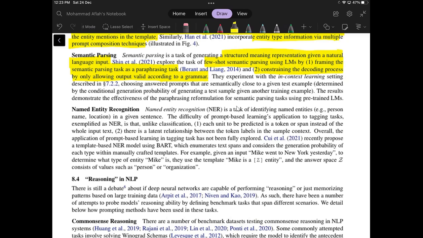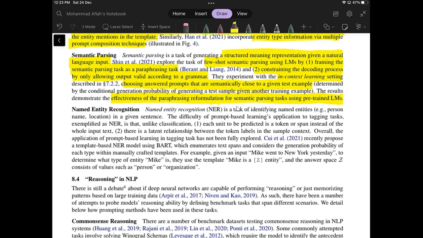So this allows you to do semantic parsing by having these additional layers involved. They experiment with the in-context learning setting, choosing answered prompts that are semantically close to the given test example, determined by the conditional generation probabilities of generating a test sample given another training sample. The result demonstrates the effectiveness of paraphrasing reformulation for semantic parsing tasks using a pre-trained language model.